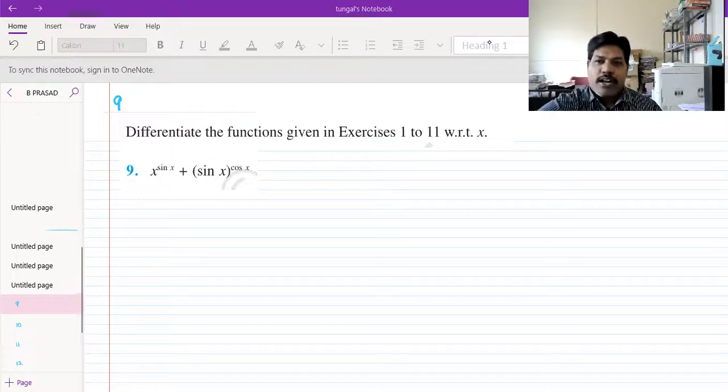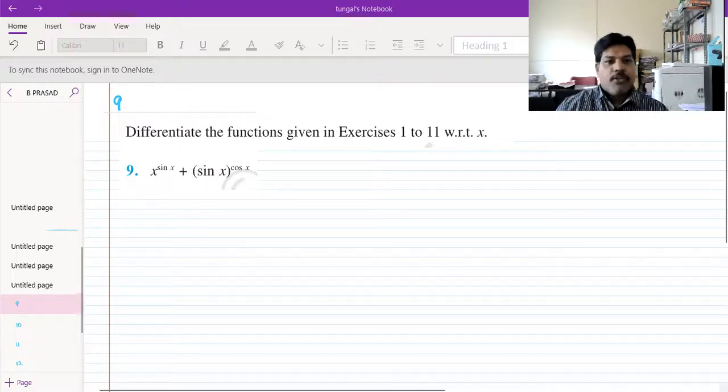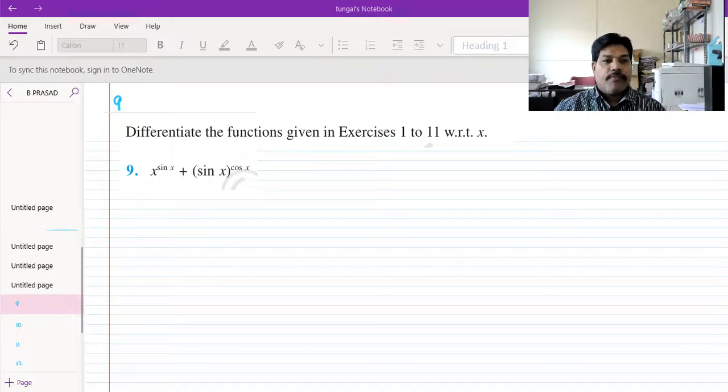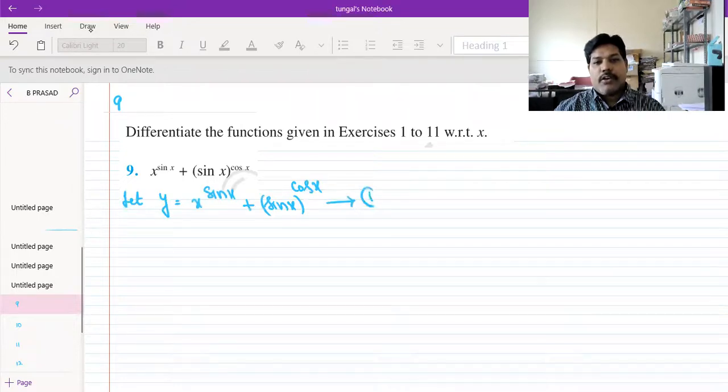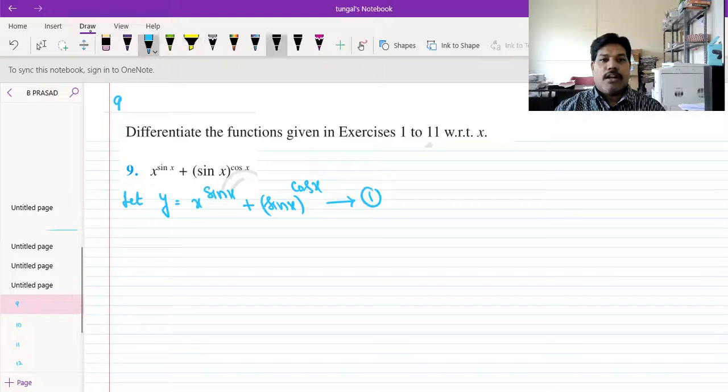These type of questions, as I told, we have to take a u and a v. So first I will take let y is equal to x power sin x plus sin x power cos x. I will take this function as y. Take this as equation number 1.